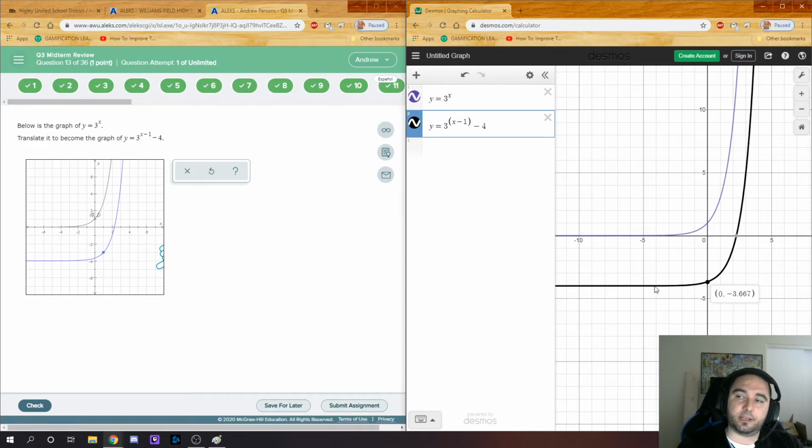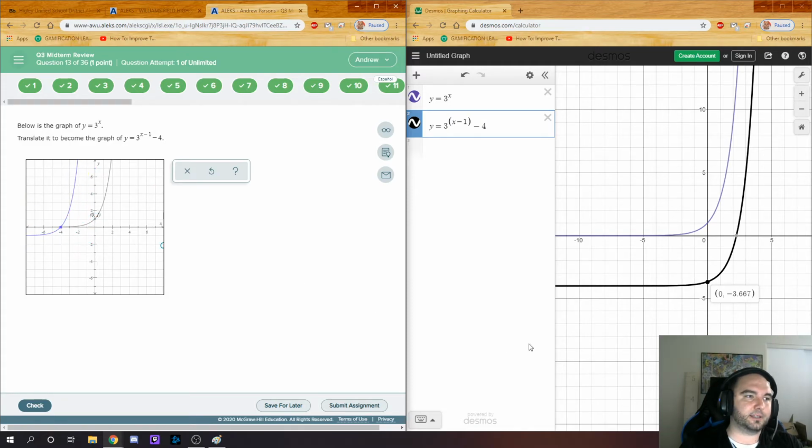All Desmos should be used for here is to kind of make sure your graph shape matches. Like, does my new graph kind of follow? Do these two graphs on here kind of look like these two graphs over here on the Desmos? That's all I can say, right? Like, if I had done something like this, that definitely doesn't look like these graphs.